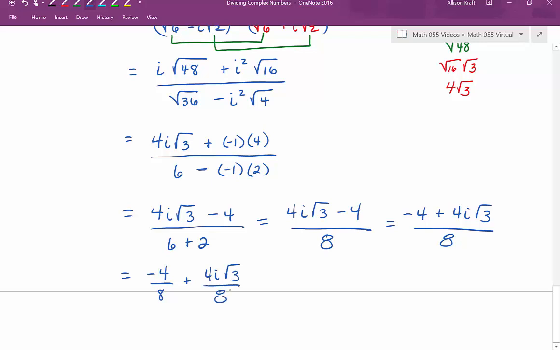And we can simplify numbers that are both outside of the radical. Negative 4 over 8 simplifies to negative 1/2. And then I can simplify these as well. Plus i square root of 3 over 2. Our final answer is negative 1/2 plus i square root of 3 over 2.